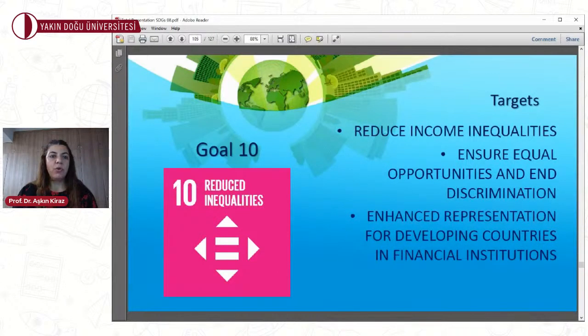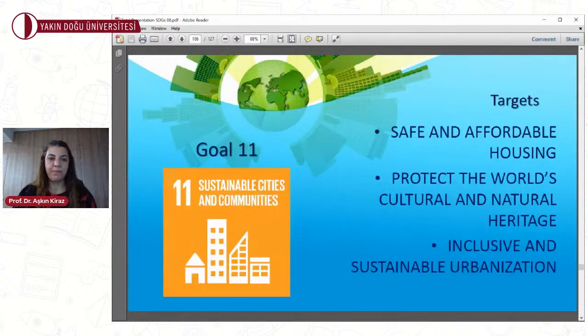And this is the 10th goal, reduced inequalities: reduce income inequalities, ensure equal opportunities and end discrimination, enhanced representation for developing countries in financial institutions. And the 11th goal is sustainable cities and communities. The targets are safe and affordable housing, protect the world's cultural and natural heritage, inclusive and sustainable urbanization.